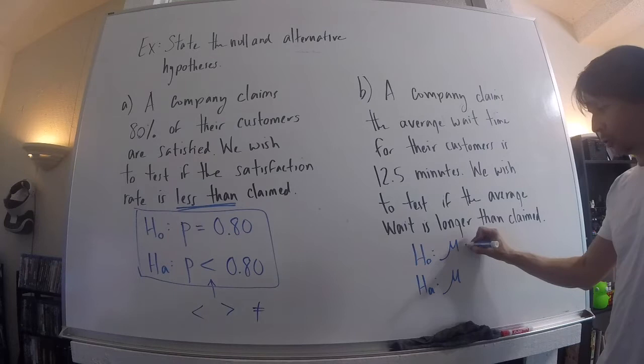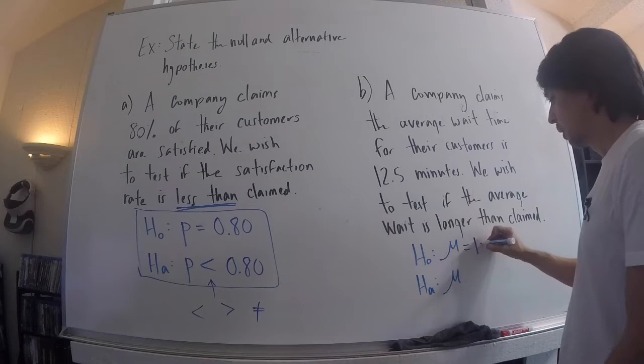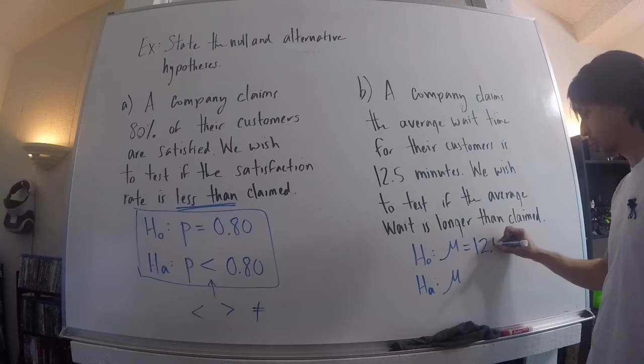Your null is always equal to whatever is claimed or the default value, 12.5. That's not a percent. You are not moving the decimal. You're not converting it, so you're not making it 0.125. It's 12.5 minutes. No need to write the minutes.